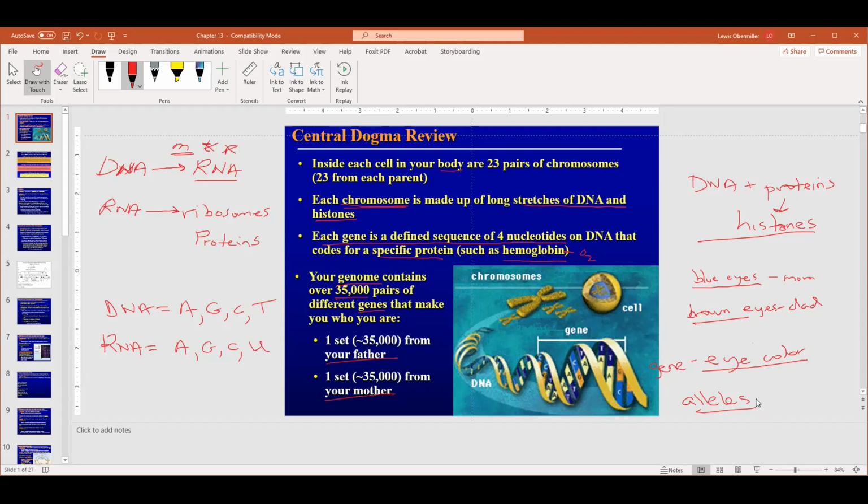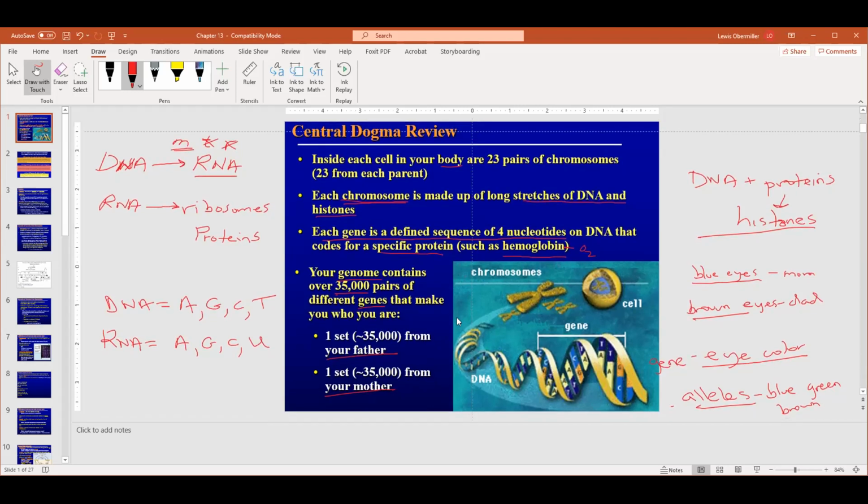And so the alleles could be blue, or they could be green, or they could be brown, and so on and so forth. So it's the variation of that. You know, we could say, okay, there's another gene, and that's for hair color, and the alleles for that would be blonde or red or brown or black, and so on. So that's what we mean by the word gene. It usually codes for something that you can see, like blonde hair.